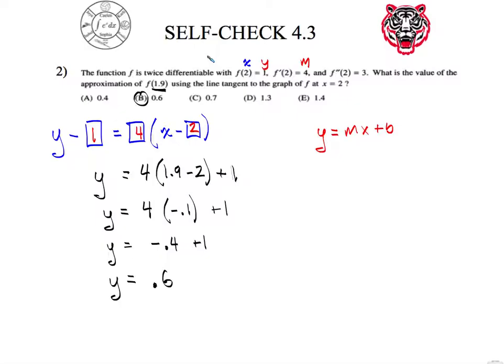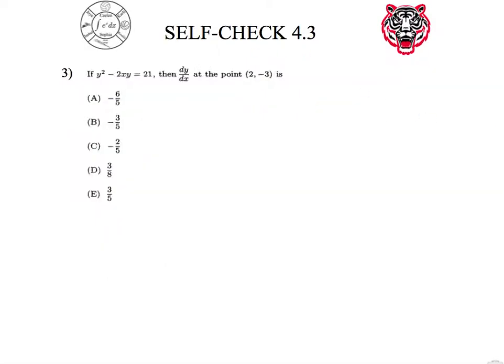All right, and number 3. So if this is the equation, then we need to find dy/dx, and it gives us a certain point. So what do we do? What does dy/dx mean? What's another name for this? Derivative, yeah, derivative of y. So we need to find the derivative of y, y prime. So derivative of this guy, help me out.